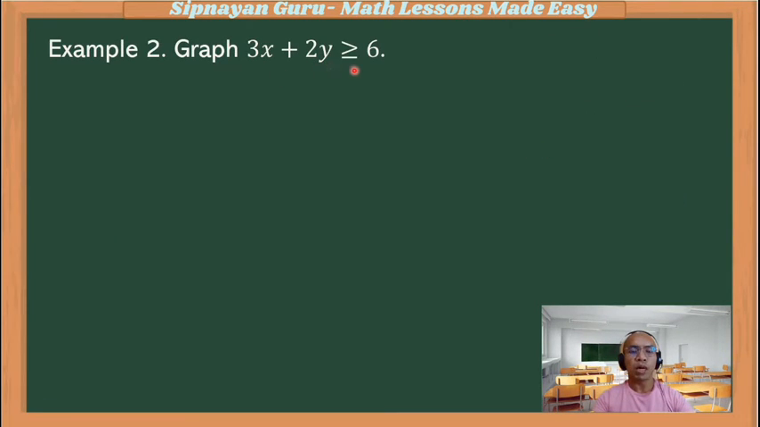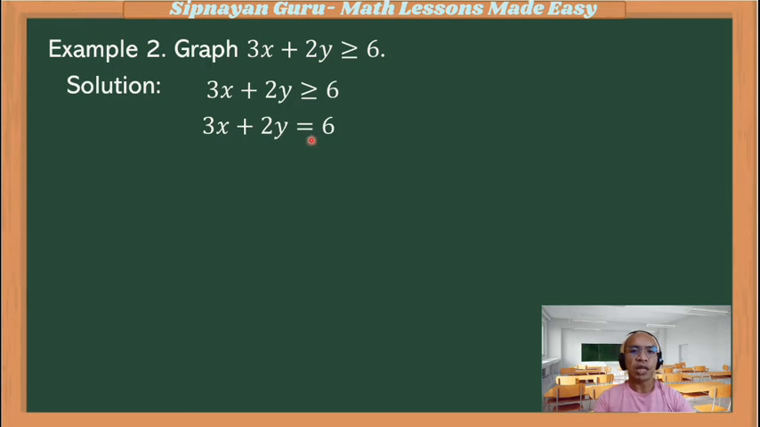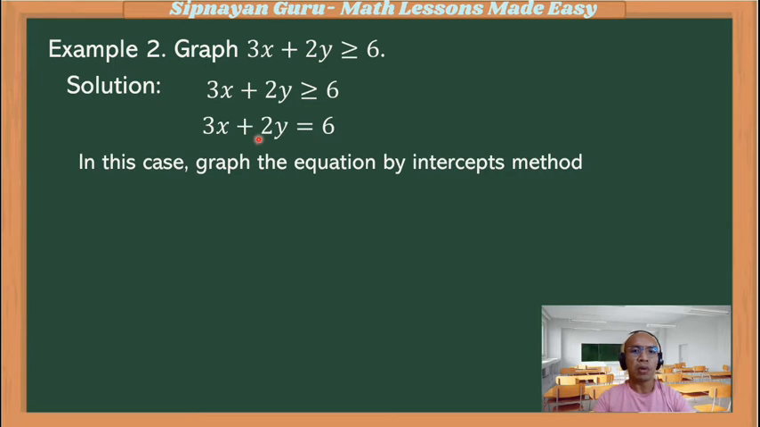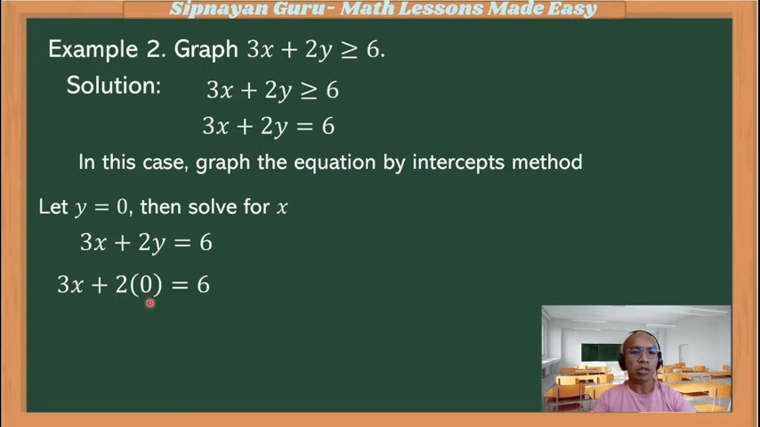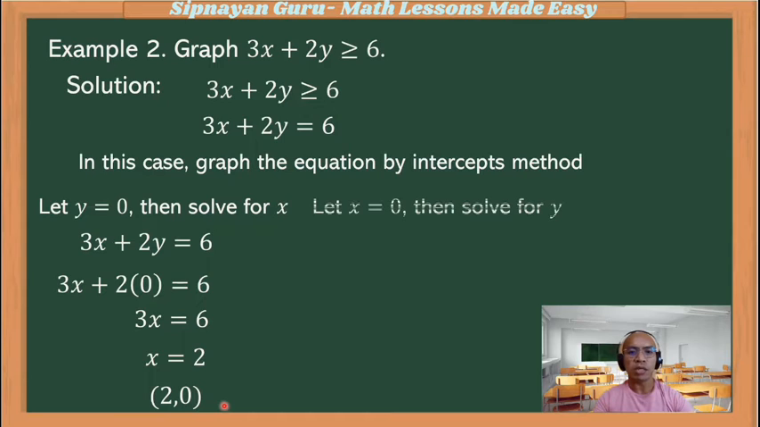Next, 3x plus 2y is greater than or equal to 6. Again, we will change the inequality sign into an equation, and we will graph the equation 3x plus 2y equals 6 by the intercepts method. Let y be equal to 0 and solve for x. This would be 3x plus 2 times 0 is equal to 6, so 3x is equal to 6. Divide both sides by 3 to solve for x. Our x is equal to 2. The coordinate is (2, 0).